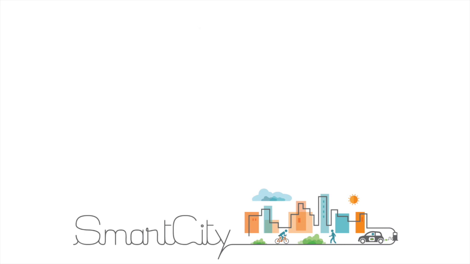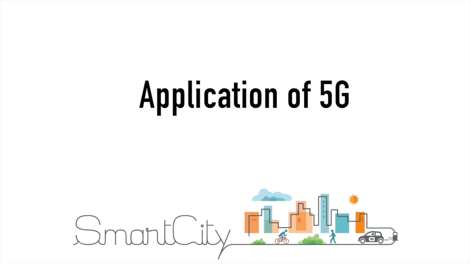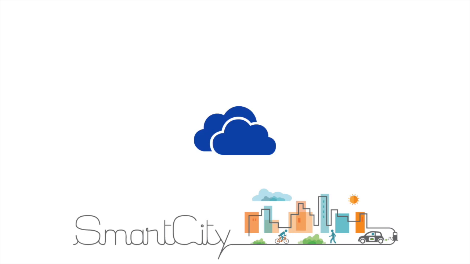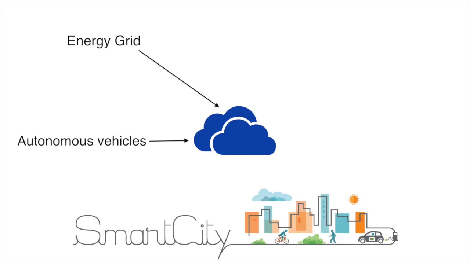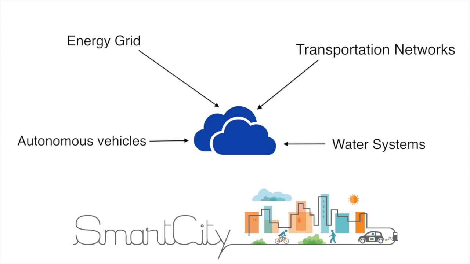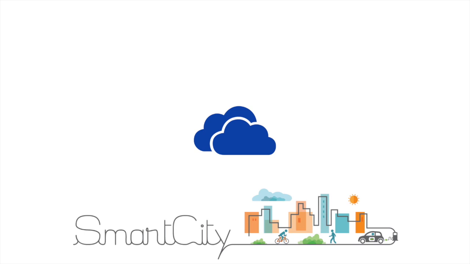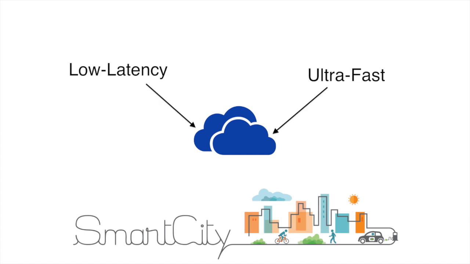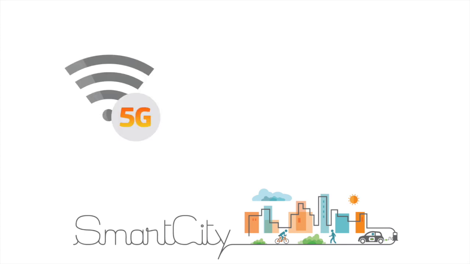So now we will talk about the applications of 5G in smart cities. There are a lot of applications of 5G in smart cities. However, in this video presentation, we will be only covering a few of the examples. To implement a smart city, it would require that the autonomous vehicles, smart city energy grids, transportation networks, and water systems to be all controlled in the cloud. Such futures, however, won't come into reality unless the path to the cloud is low latency, ultra-fast, and secure. This is where 5G comes into hand.